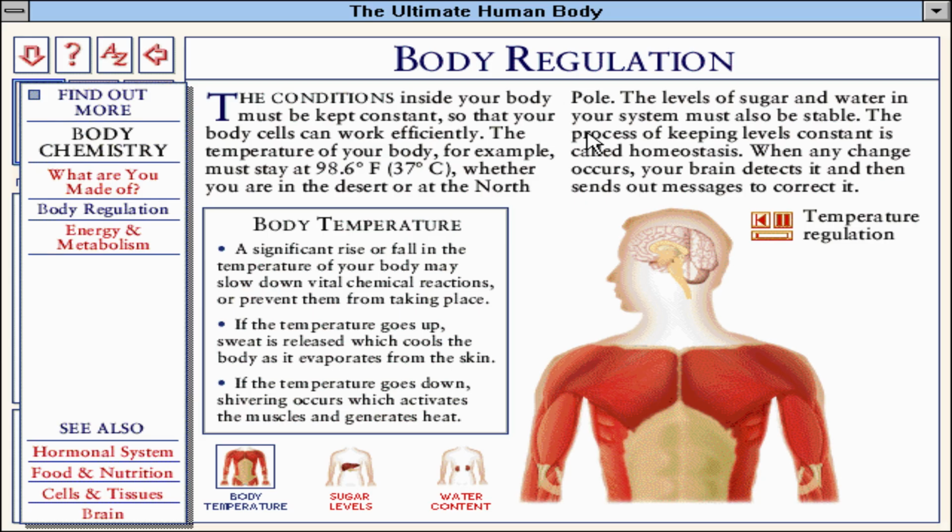Changes in body temperature are detected by the hypothalamus, a control center in the brain that sends messages to other parts of the body. If the temperature rises, messages are sent to the skin, which loses heat by sweating. If the temperature falls, the muscles receive messages and begin to shiver, so generating extra heat.